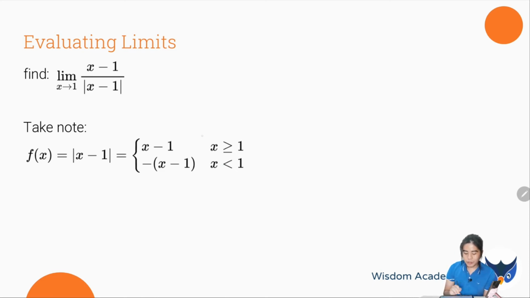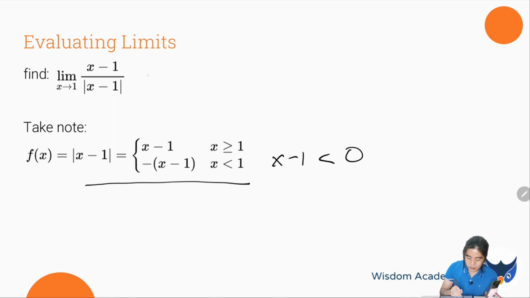Bakit? Kasi kapag greater than 1, x minus 1 is positive. So, absolute value of a positive number is the positive number itself. If x is less than 1, magiging negative siya kasi x minus 1, kapag x is less than 1, magiging less than 0. So, magiging negative value siya, and absolute value of negative values is the positive value. Okay? So, ibig sabihin, ine-negate natin yung negative value para maging positive siya. Kaya equivalent yung absolute value function to this function.